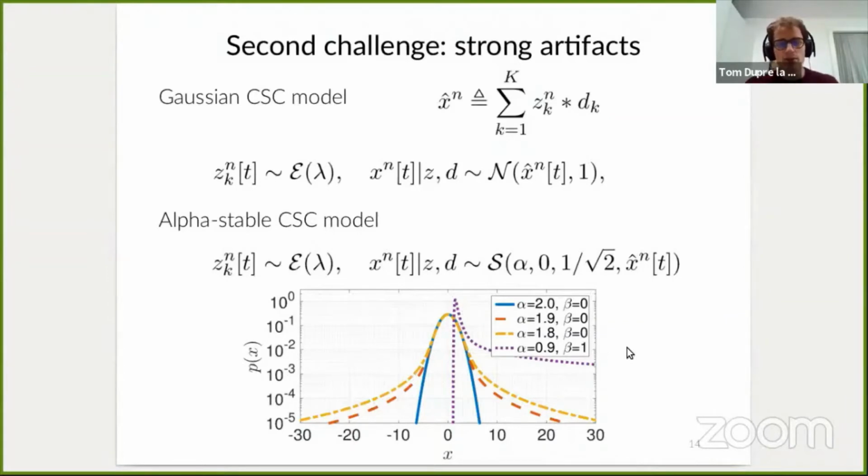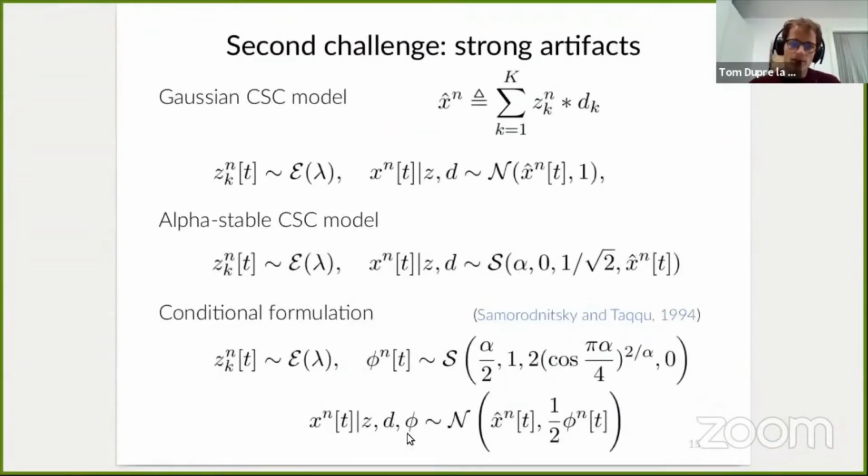So now the question is, what does it change in the optimization problem? Because Gaussian is known to be easy to use, and alpha stable is harder. Especially, we don't have a closed form solution for the alpha stable distribution. So what we used is a conditional formulation, where it is actually Gaussian, but with a different phi, a different standard deviation of the Gaussian for each time. And this phi is estimated also with an alpha stable distribution. So basically, it's not Gaussian anymore, but it's conditionally Gaussian, conditionally to this standard deviation that we have to estimate.